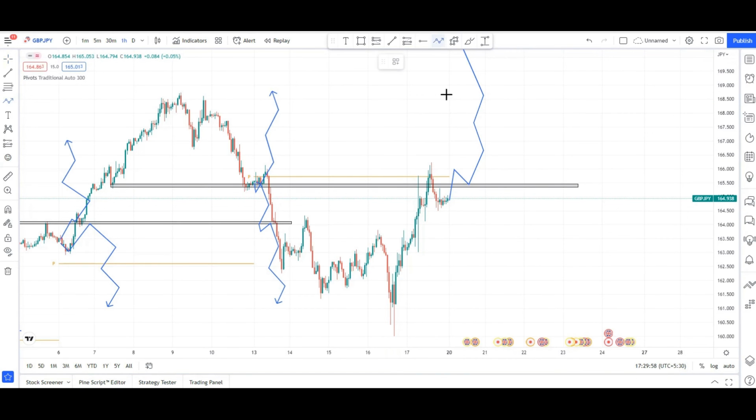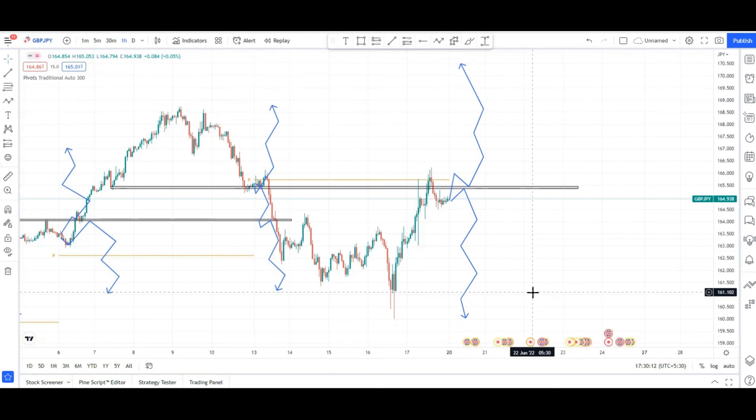If it continuously takes resistance here only, then you can expect your first target, this will be the second target, third, fourth, and fifth target. These are all the downside targets.